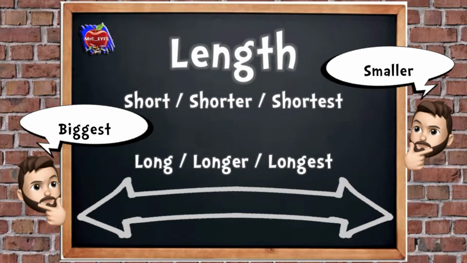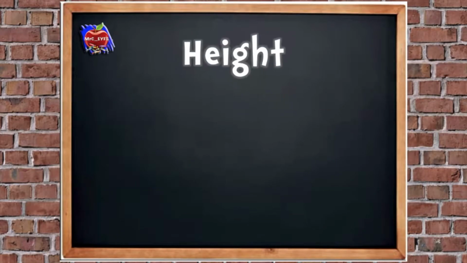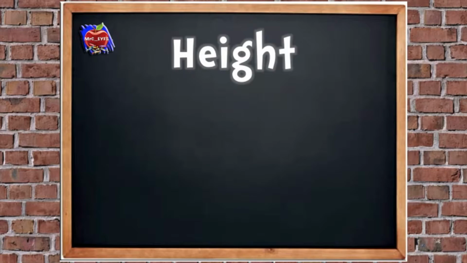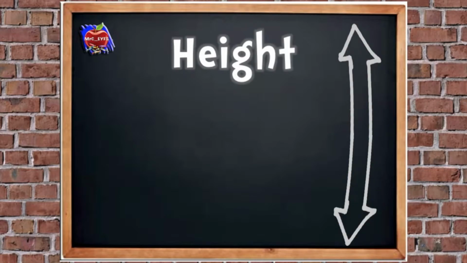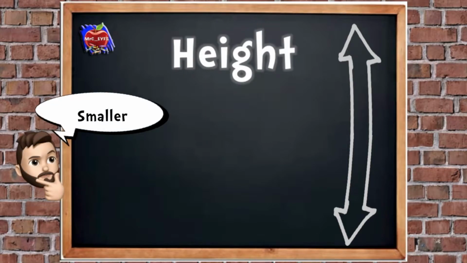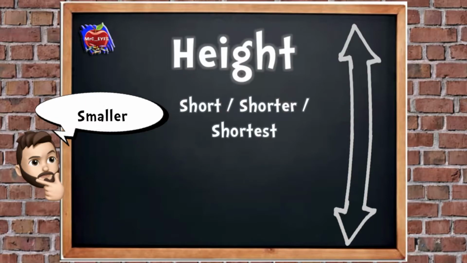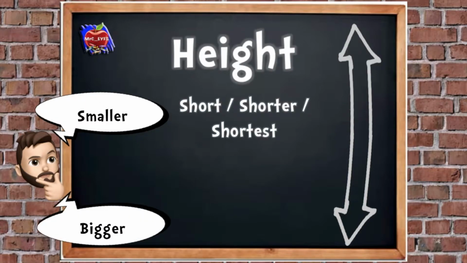We're also going to be measuring the height of something. And when we measure the height, it's from the floor to the sky. And again, instead of saying smaller, we could use the words short, shorter and shortest. And instead of saying bigger, we could say the words tall, taller or tallest. So they're the special words that we use when we're measuring the height of something.